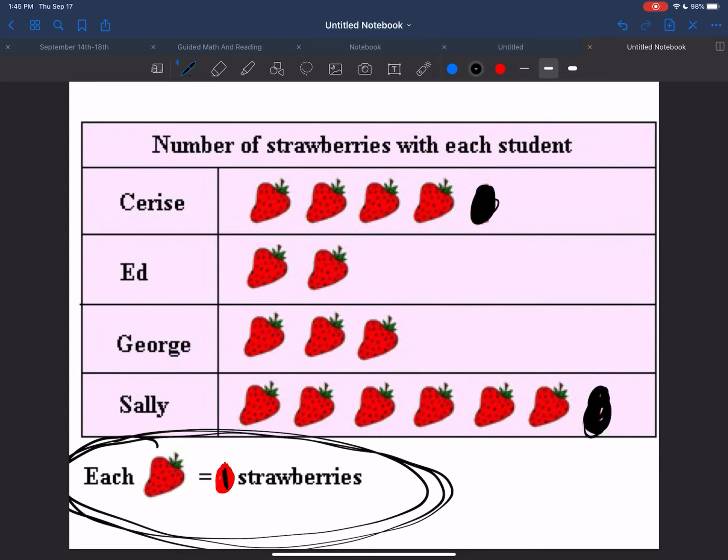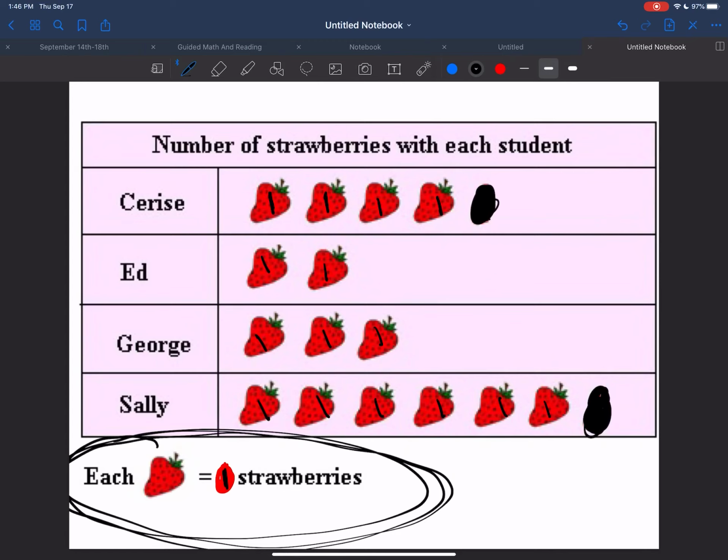So what I want you to do is write on each picture, once you have it on paper, that each picture is worth 1. So I'm going to go through and write 1 on each picture. That way I know each picture is worth 1. And now, before we even move on to questions, if there were questions with this graph, I want you to write how many total beside the pictures. So for example, this says number of strawberries with each student. So that's what our graph is about.